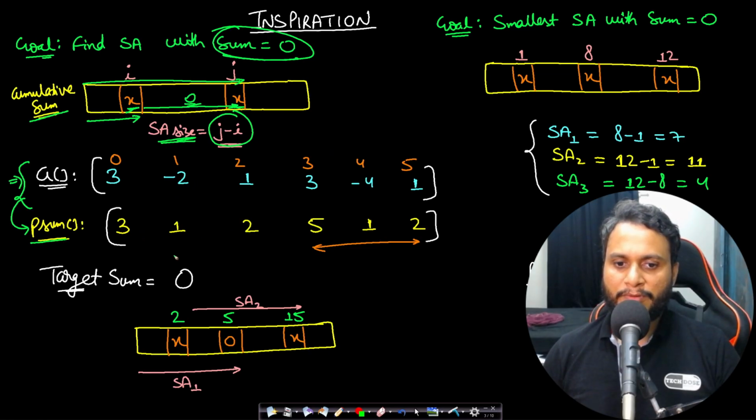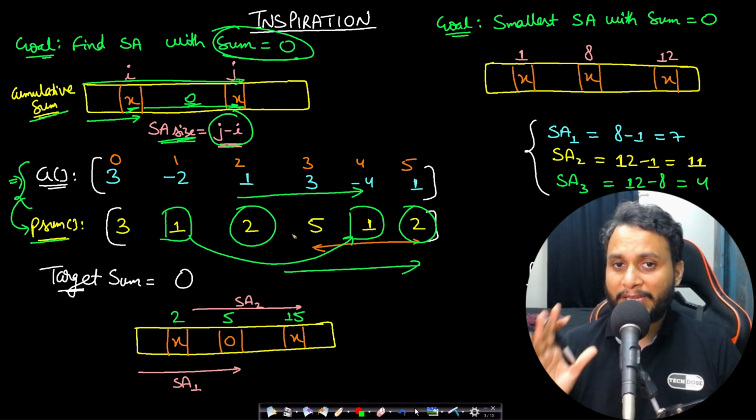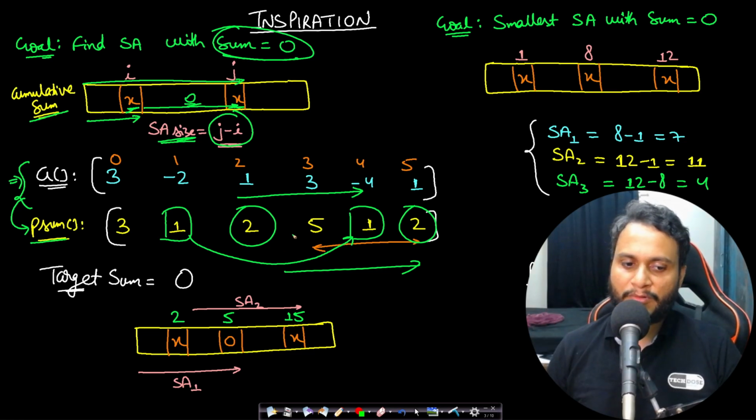So if you look at the prefix sum, the numbers repeating are this 1, and then you can look at this 2. Right, so if 1 is repeating, then definitely in between the sum must be equals to 0, and if 2 is repeating, definitely in between the sum must be equals to 0, right? So that is how you can identify the subarrays with sum equals to 0.